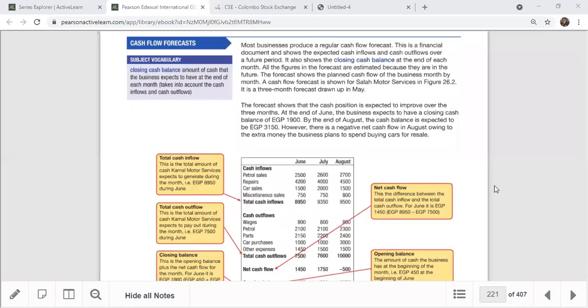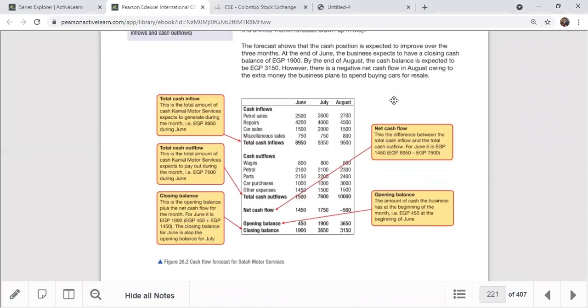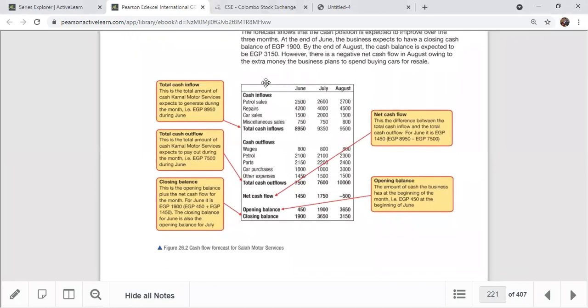Okay, now cash flow forecasting. Now we're going to understand how to prepare and how to actually interpret a proper cash flow forecast. In a business organization, this is a typical type of cash flow. Normally months are there, June, July, August, like that. This is only for 3 months.